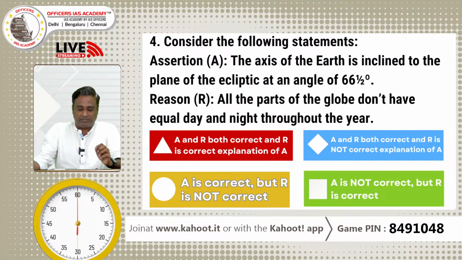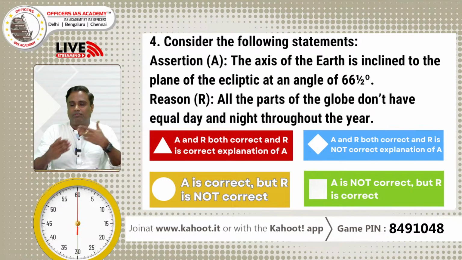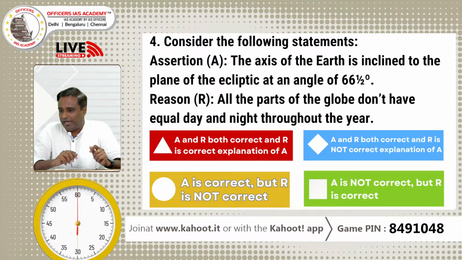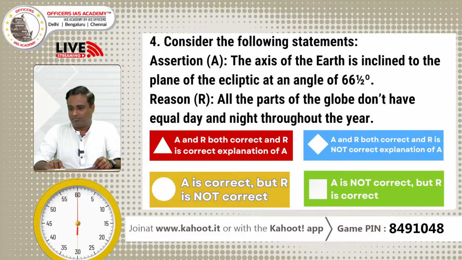Now we have to identify whether it is the reason or not. But here there is a shift. The reason should be the assertion; the assertion should be the reason. We swapped the statements to make it tougher. So: all the parts of the globe don't have equal day and night throughout the year because the axis of the earth is inclined to the plane. Now the statements have been placed in reverse. So the answer cannot be A, it's B. Only 9 persons got the trick, right? Now we can move on to the leaderboard.